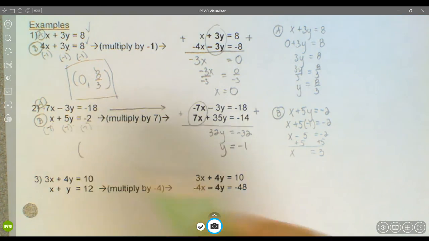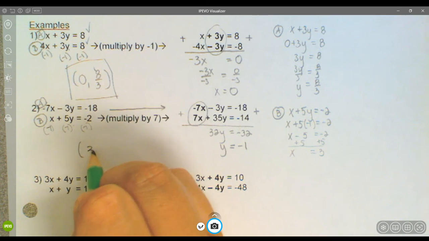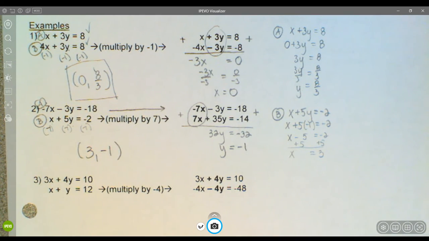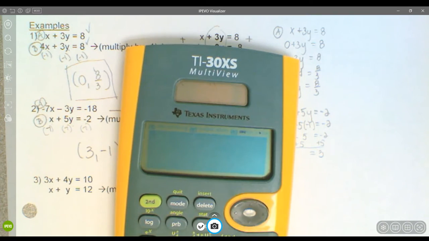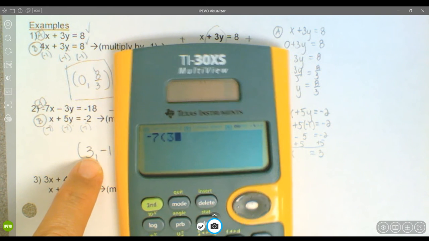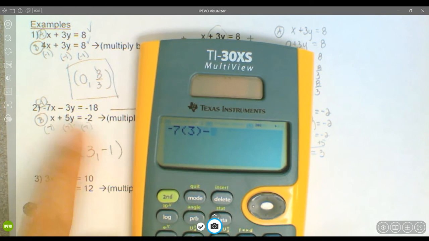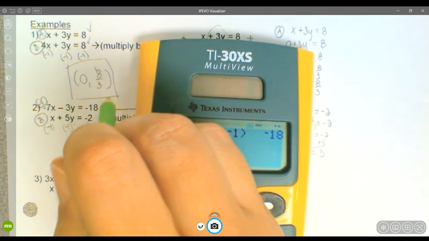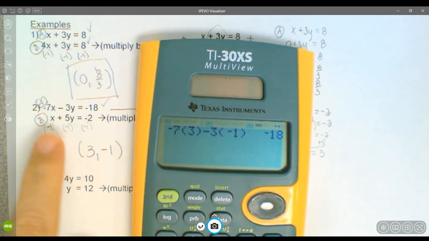So I think my ordered pair solution is x equals 3 and y equals negative 1. But again, I don't know that that's my solution until I substitute. So that's what I'm going to do now. So does negative 7 times 3 minus 3 times negative 1, what does that equal? I hope it equals negative 18. And yes, it does. Okay, I'm almost confident.